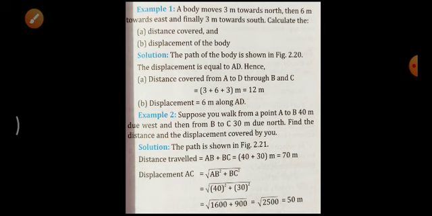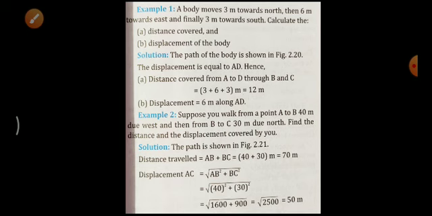Then example 2: suppose you walk from a point A to B, 40 meter due west, that is from right hand side to left hand side 40 meter. Then from B to C, 30 meter due north. Find the distance and the displacement covered by you. Distance travelled is easy to calculate: AB plus BC is equal to 40 plus 30 is equal to 70 meter. But the displacement will be the distance between the initial and the final point.